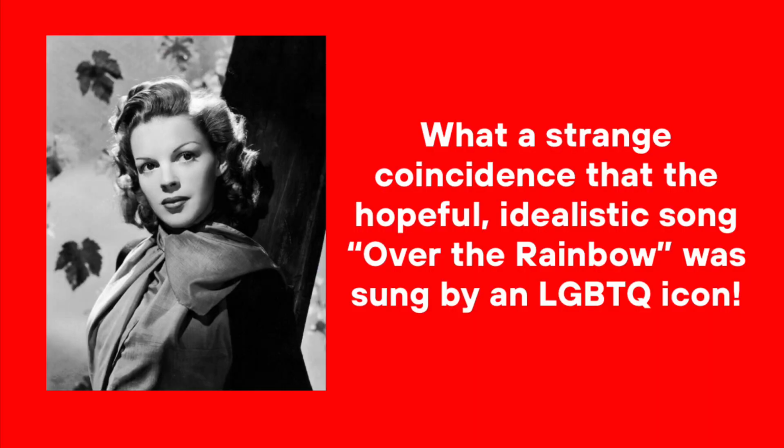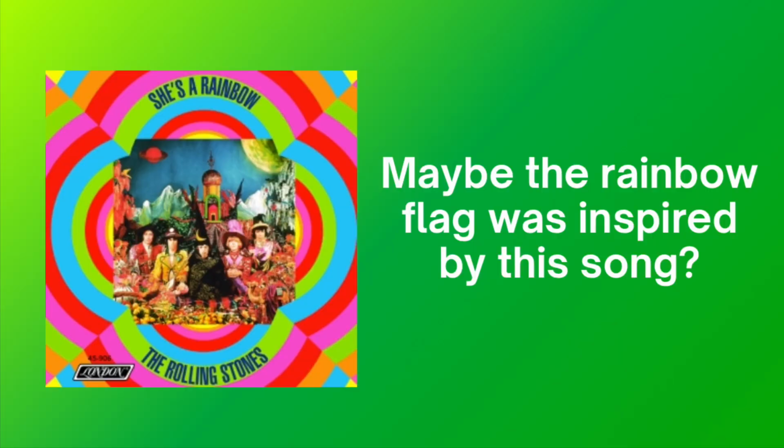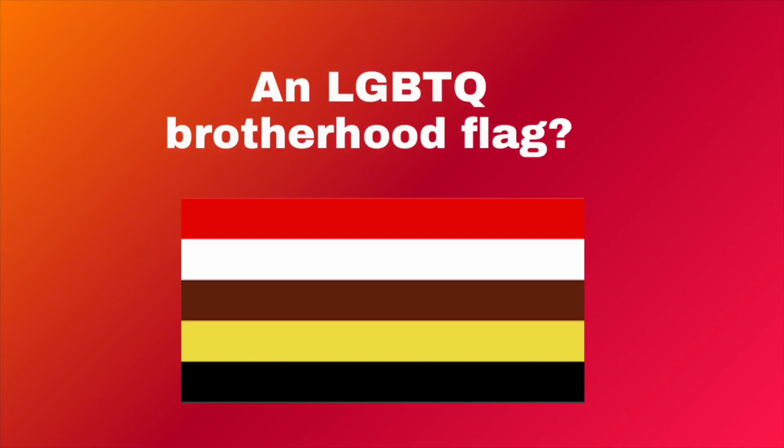Another is that it might be a reference to the song Somewhere Over the Rainbow, which was sung by lesbian icon Judy Garland in the 1939 film The Wizard of Oz. One claim Baker made about the rainbow flag was that it was a subtle reference to the Rolling Stones song She's a Rainbow. In addition, Baker was likely influenced by the Brotherhood flag, on which the colors red, white, brown, yellow, and black were used to represent different races.